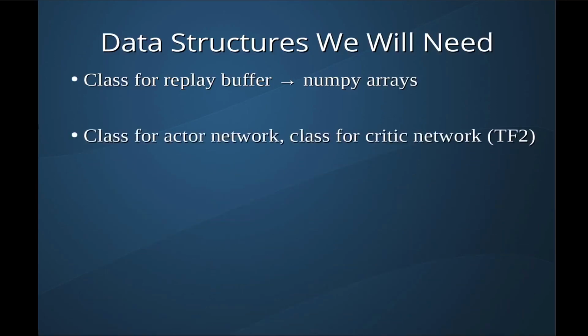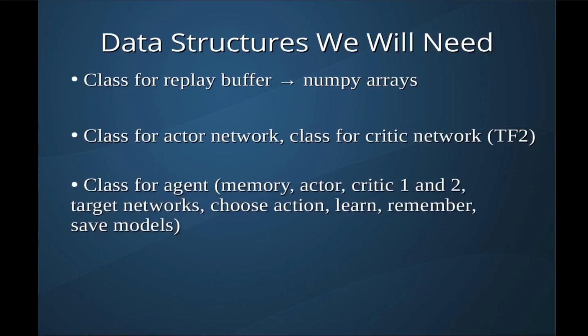Next, we're going to have classes for our actor network and our critic network, and those are of course written in TensorFlow 2. We'll have another class for our agent, and that is really going to tie everything together. It's going to have a memory that keeps track of transitions. It's going to have an actor, two critics, target networks for each of those, a function to choose an action based on the current state, a function to learn that performs the update rules we just went over, an interface function with its memory that I call remember, just to store transitions in the agent's memory, as well as functionality to save models and perform target network updates, which I forgot to write here.